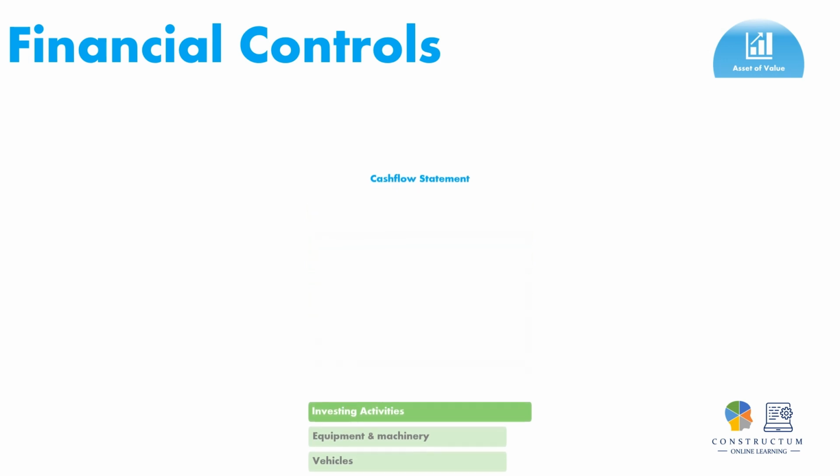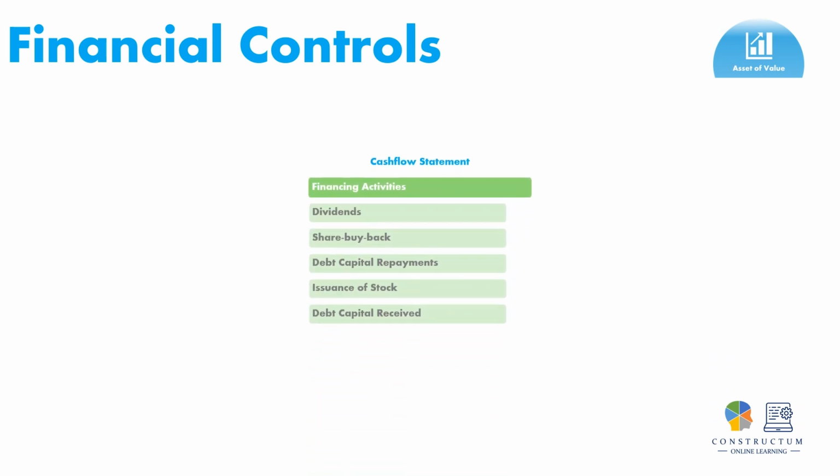Financing activities. Cash or capital flows to the business when stock is issued or when the business receives debt capital from financiers. Cash or capital leaves the business when it repays debt, issues dividends to shareholders, or buys back stock from investors.